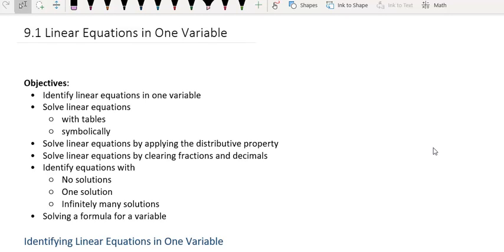All right, we're starting linear equations in one variable in section 9, and you can pause the video right now and take a look at the objectives for this section, but we are doing a whole bunch of stuff with linear equations except for graphing. We will not be graphing quite yet.